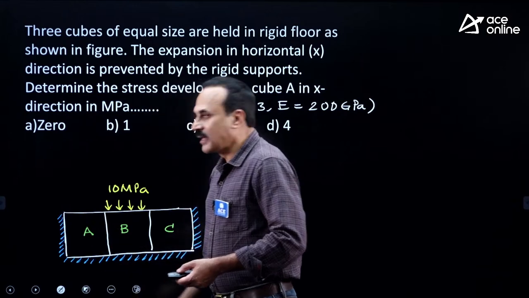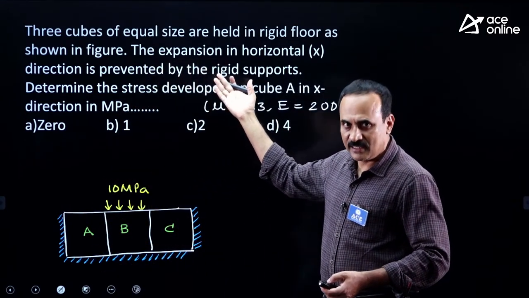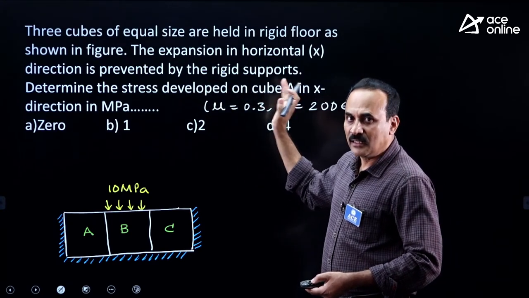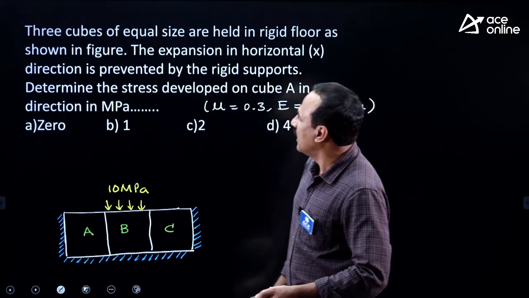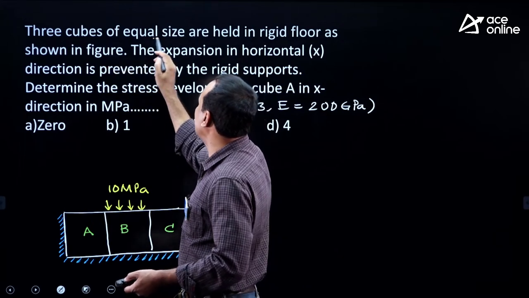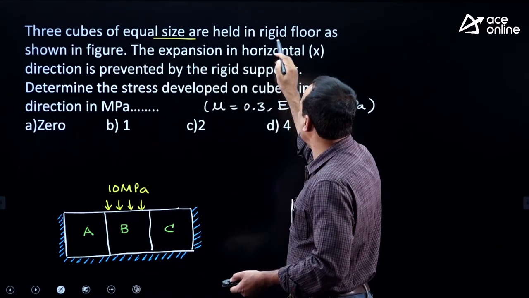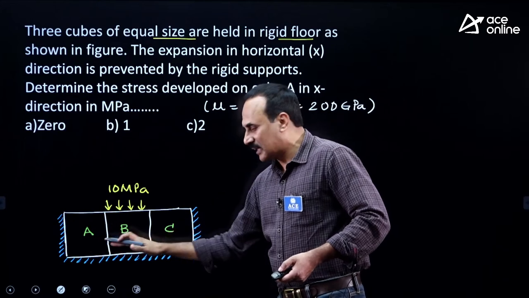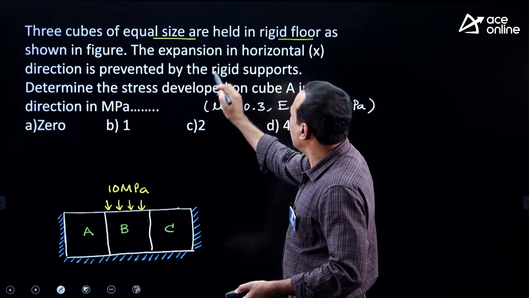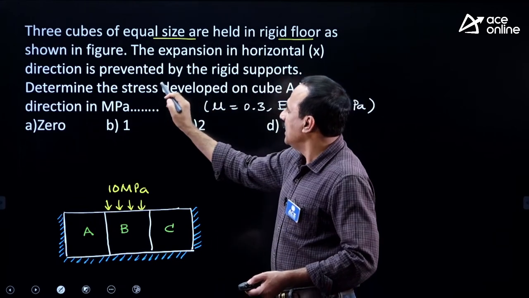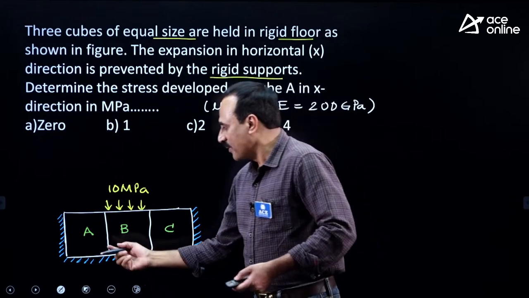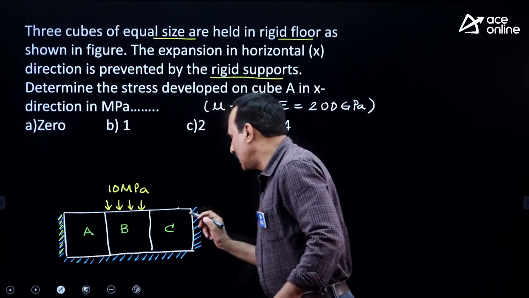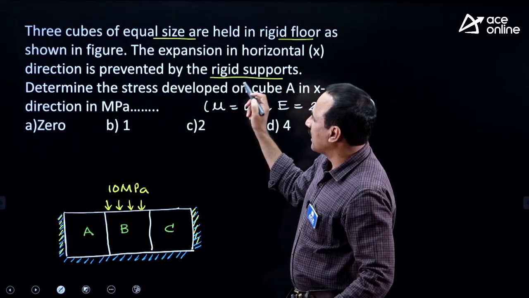The three cubes question is based upon the dimensional and volumetric changes of the member, based upon the generalized Hooke's law. Now you see here, three cubes of equal size are held on a rigid floor as shown in the figure. So the three cubes are placed on the floor touching each other as shown in the figure. The expansion in the horizontal direction is prevented by the rigid supports, the supports here and the supports here. That's what is given to us.